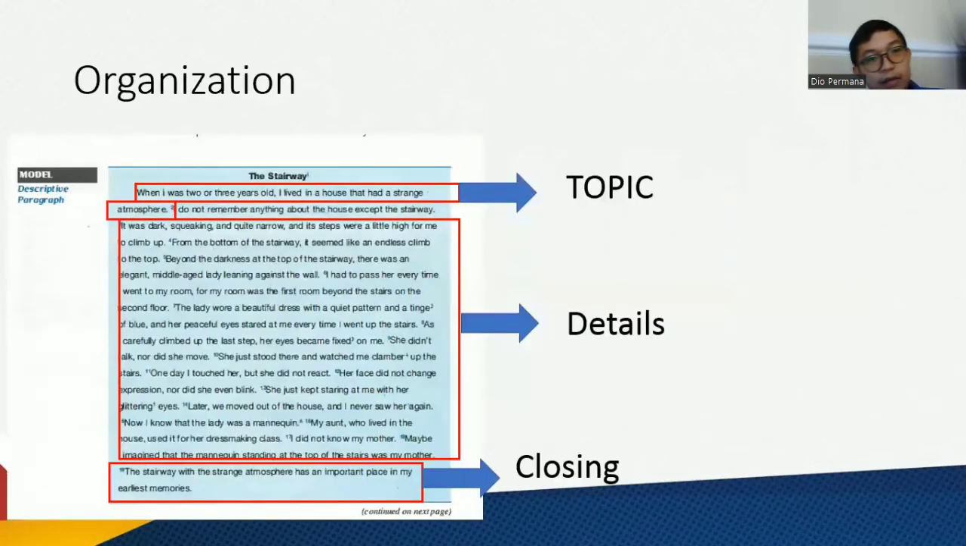So here we have the organization of the descriptive paragraph. It consists of a topic in the first sentence of the paragraph. It is the main idea, which begins the story that you want to tell the reader. And then it is followed by the details. So you need to put the details here.